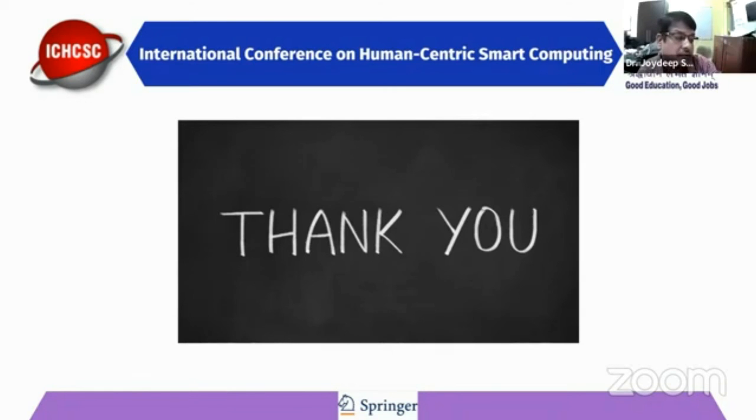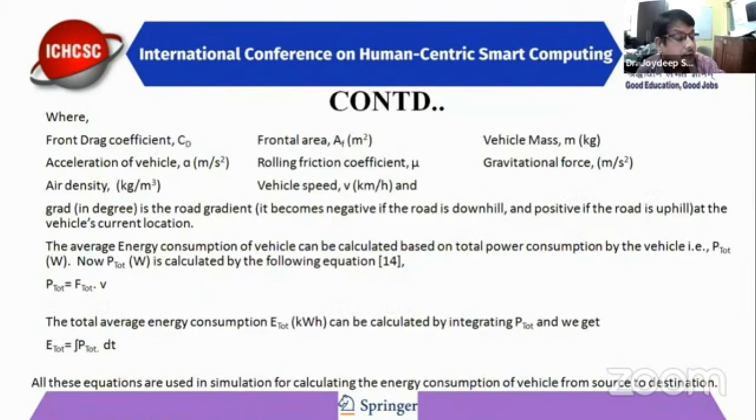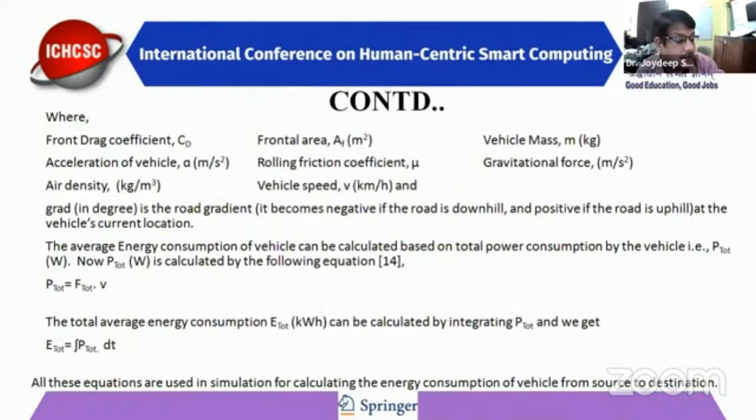I have a small question. Just go to the second slide of your proposed method. The next slide. Previous. Next. So the total average energy consumption is the integration of P total into dt. So what is the expected lower and upper limit of P total? We are trying to calculate the energy consumption in terms of the time interval, that means dt. So what is the lower and upper limit of that integral?